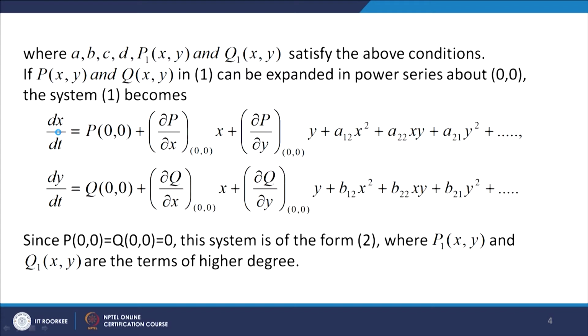P1(x,y) is a series of terms, a12 x² plus a22 xy plus a21 y² and higher degree terms, and Q1(x,y) is b12 x² plus b22 xy plus b21 y² and higher degree terms in x and y. Now, we can see that if we divide P1(x,y) by √(x²+y²) and Q1(x,y) by √(x²+y²), then as (x,y) goes to (0,0), they go to 0.